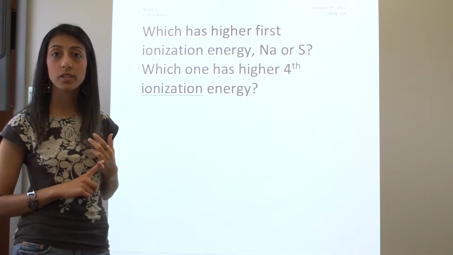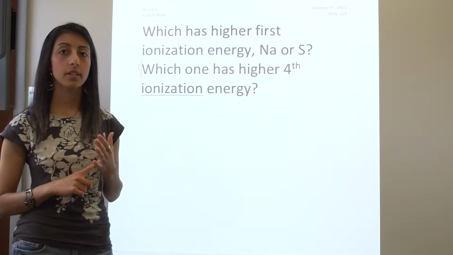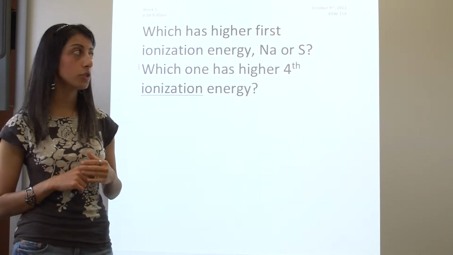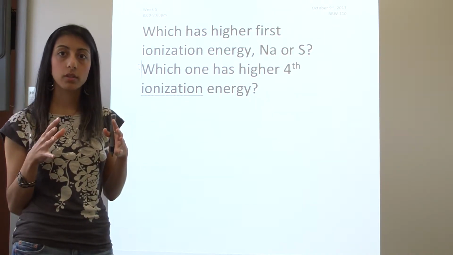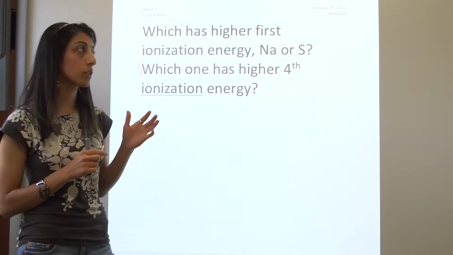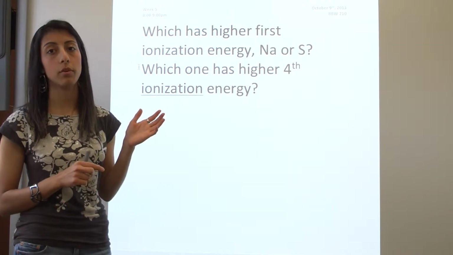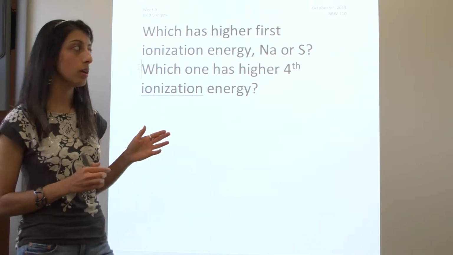Sulfur has a higher Z effective. Once again, Z effective is the effective nuclear charge. It has a lot more protons, so the electrons are more attracted to the nucleus. So it's going to be harder to remove an electron from S than it would be from Na.